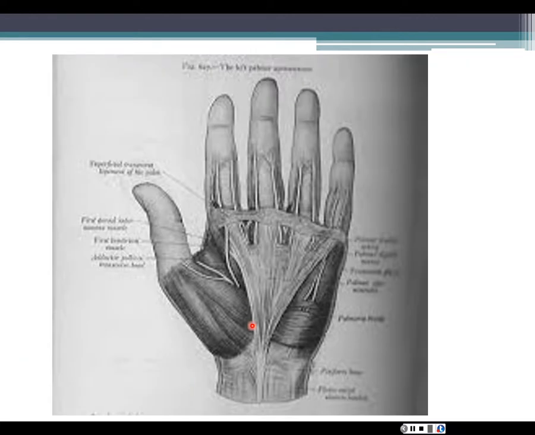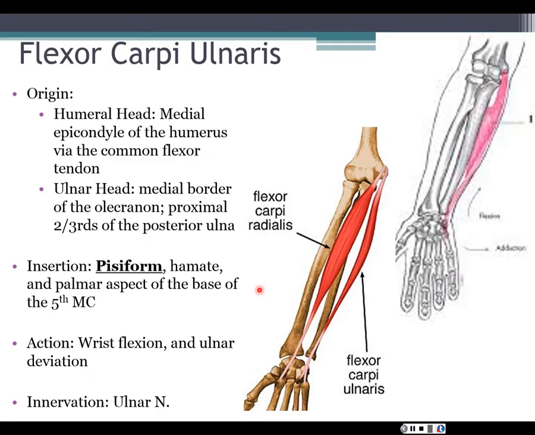And here's just a closer picture of what that palmar aponeurosis looks like. It's just this very thick tissue on the palm of the hand with the palmaris longus shooting right down into it. And your other one was your flexor carpi ulnaris.